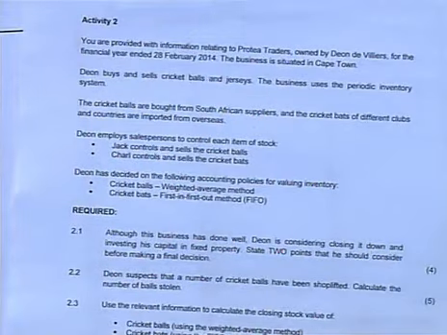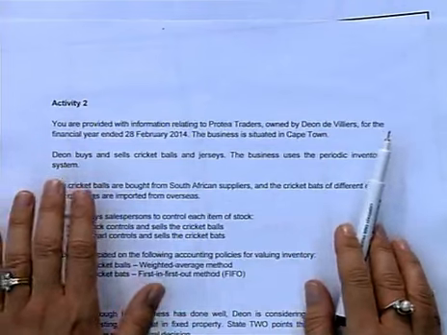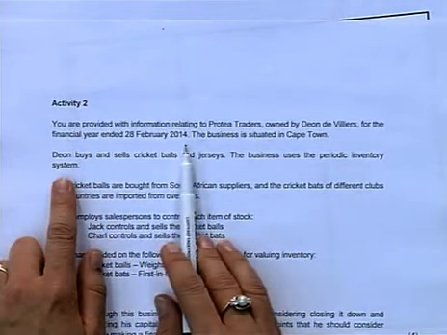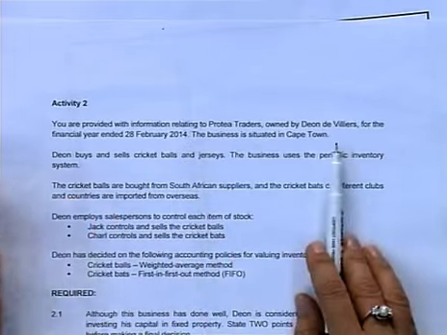If I can find it. There's this man, and he realizes that somebody is stealing from him. There we go. Activity 2. Lots of information. It's Protea Traders, and it's owned by Dion de Villiers, and their financial year is again 28 February 2012. And the business is situated in Cape Town.